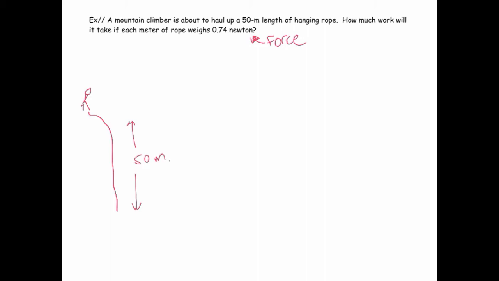As he pulls the rope up, it gets lighter. It's heaviest for him right at the very instant he starts pulling it, and we know that it weighs 0.74 newtons per meter. I usually like to graph the situation so I can see the area I'm going to be summing. So let's call this the force, and this the distance. He's moving a distance from 0 to 50 meters.